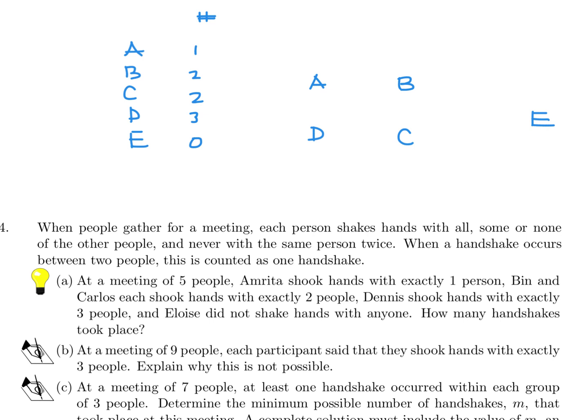So A is only shaking one hand, so let's just say that that one handshake is with D. Now D has 3 handshakes, so D has to be connected to A, B, and C. So let's draw that. And then B and C only have 2. So they already have 1 coming out, so the next one must be with each other. Now, it might take you a little bit of trial and error to get that kind of diagram, but that's pretty much the diagram. It represents basically what this is saying.